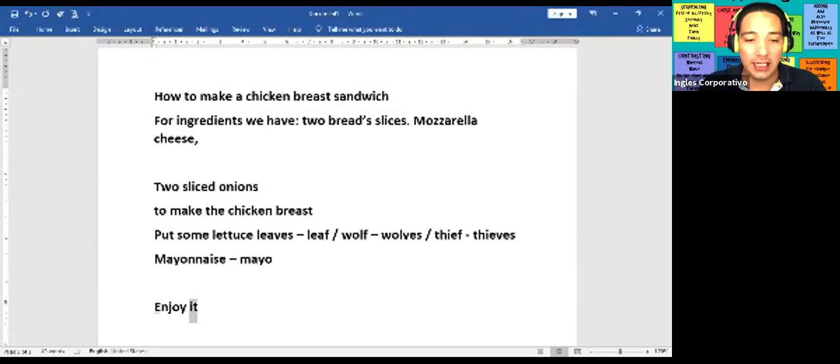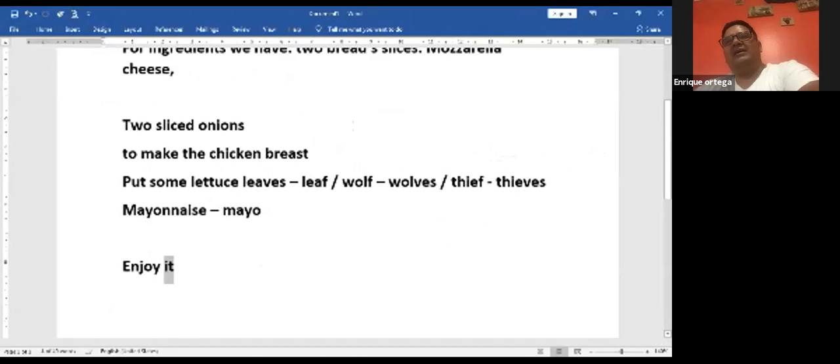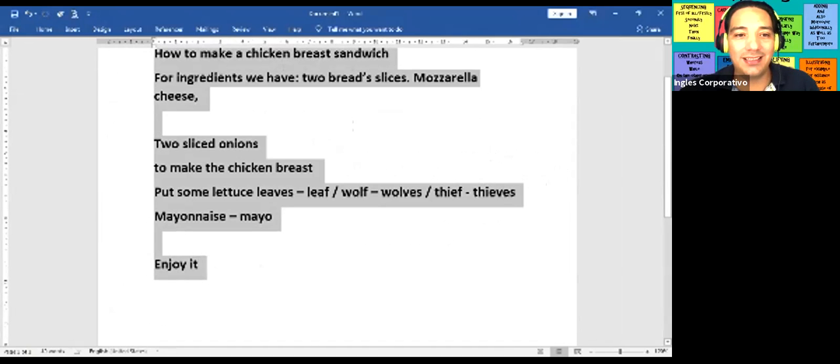Última cosa. Esto vendría a ser un pronombre. Va al final, por eso suena a it. Si es sujeto, va al principio. Si es pronombre, enjoy it, suena a it. Great job, Enrique.